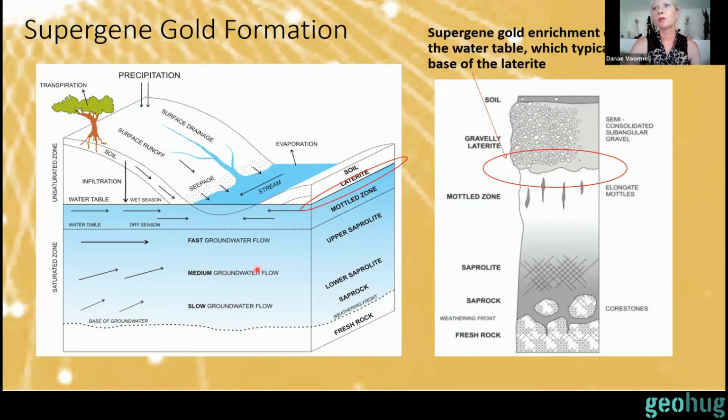Supergene gold forms at the base of the laterite in a general sense. If you are in a more arid climate or your project area has moved to a more arid climate, it can be drawn down and you can end up with supergene gold formation in your saprolite. But in general, it forms at the water table at that time, which is at the base of the laterite. But again, like I said, if that project area moves into an arid environment, that can be drawn down further and deeper down.